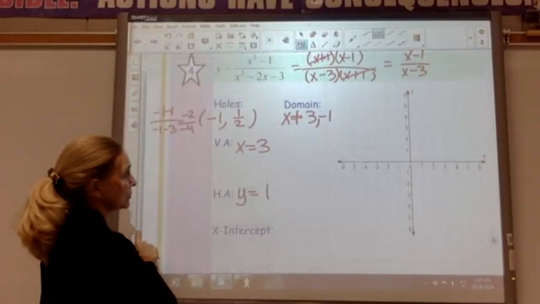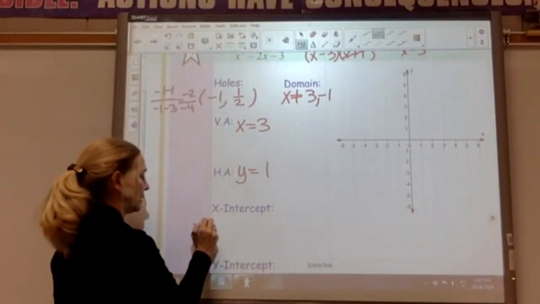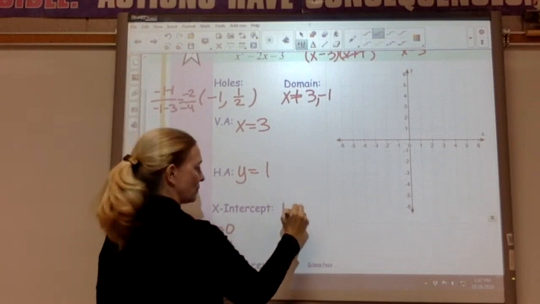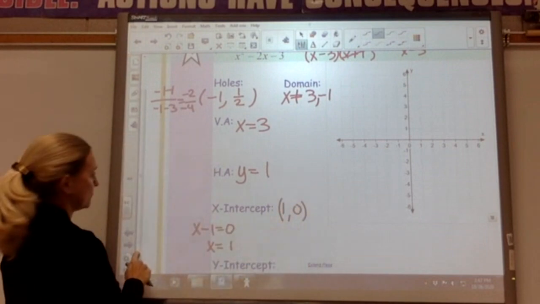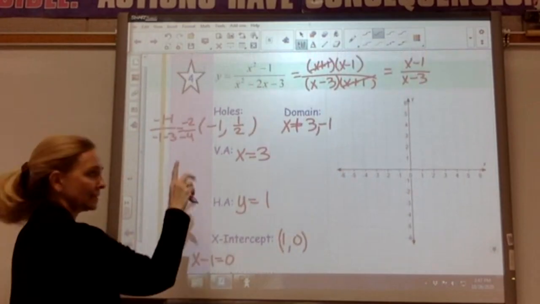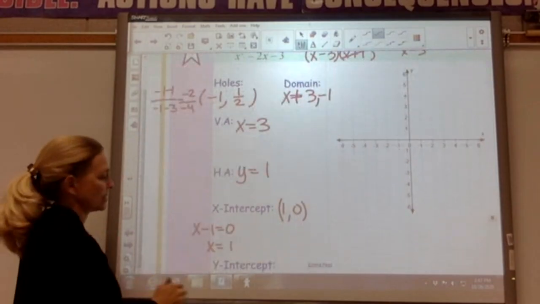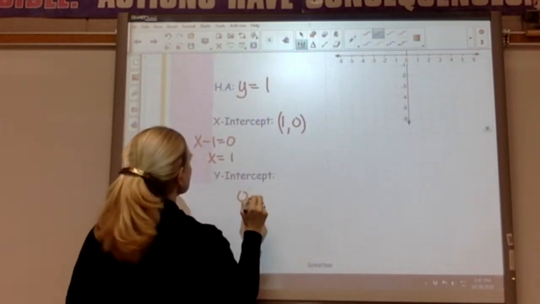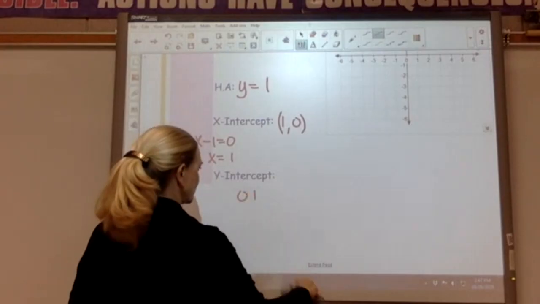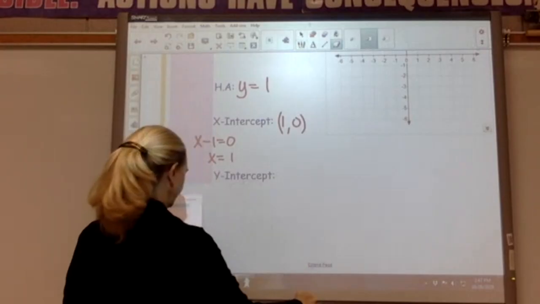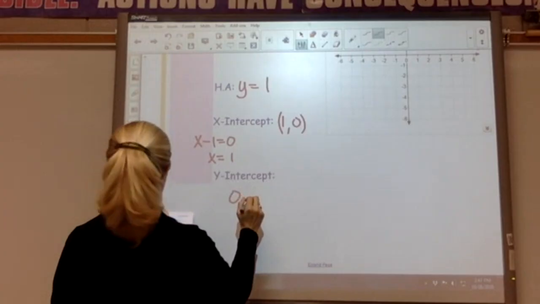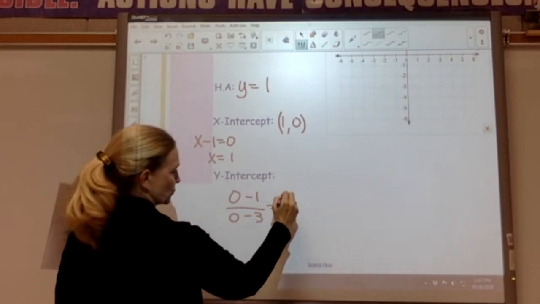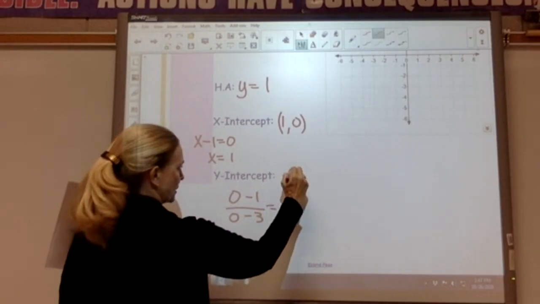X-intercept, set the numerator equal to 0. So x minus 1 equals 0, x equals 1. So this is 1, 0. Y-intercept, plug in 0 for all the x's. So this is going to be 0 minus 1 over 0 minus 3. So this is 1/3. So the y-intercept is 0, 1/3.